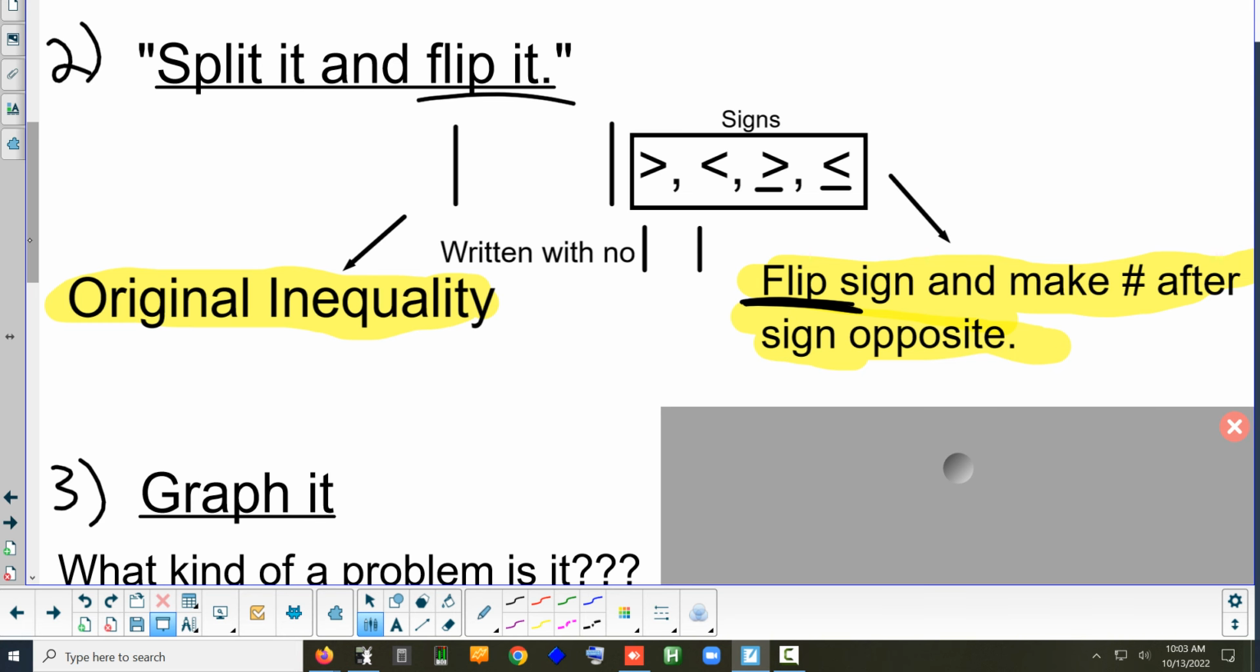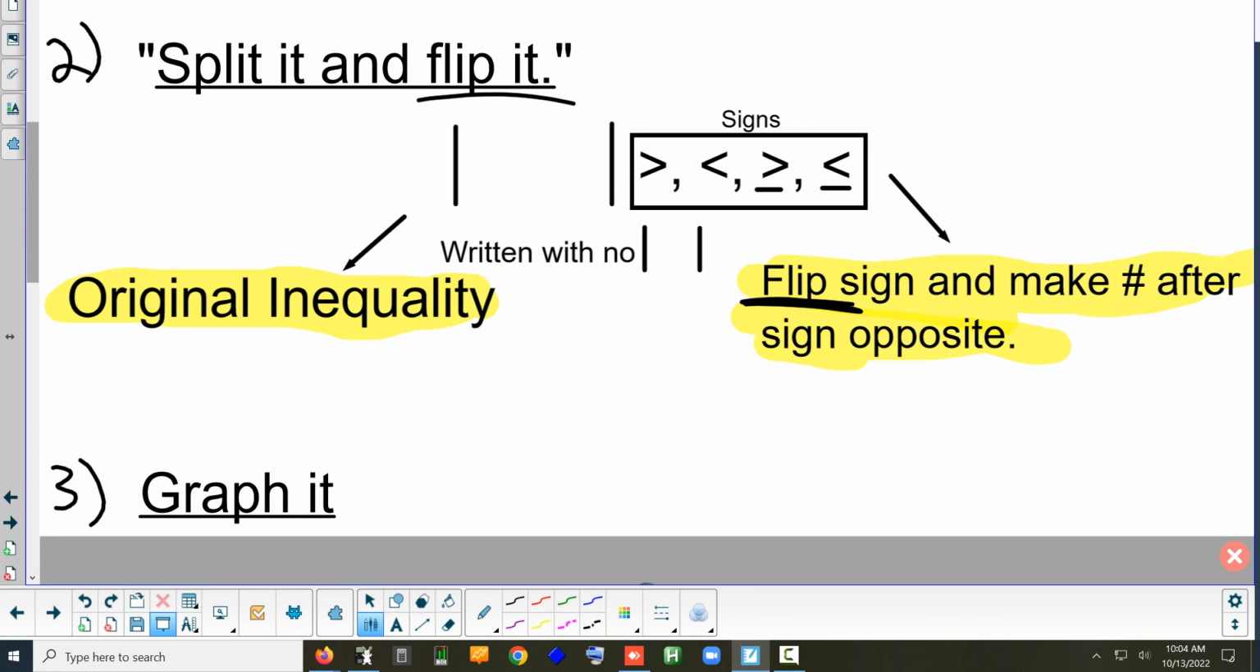So once you do step 2, you're going to have 2 separate problems to solve. And the third step is then to graph it on the number line. Now, the graphs we're going to do today are going to look just like the ones we did yesterday. You're either going to have 2 dots, and you're going to connect the dots, go between them. Or you're going to have 2 dots, and you're going to end up shading in opposite directions.